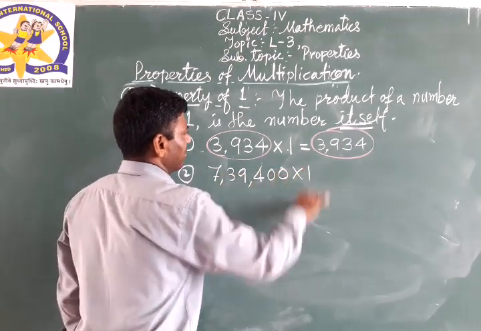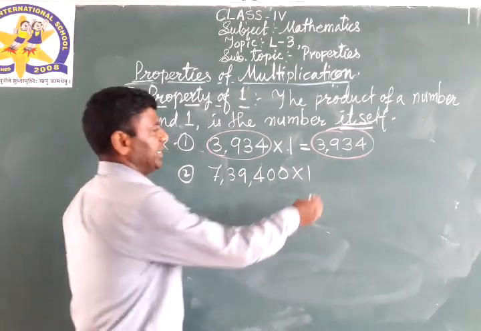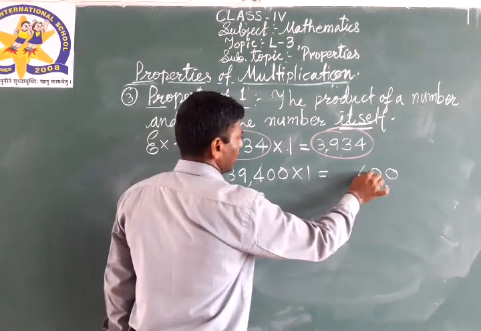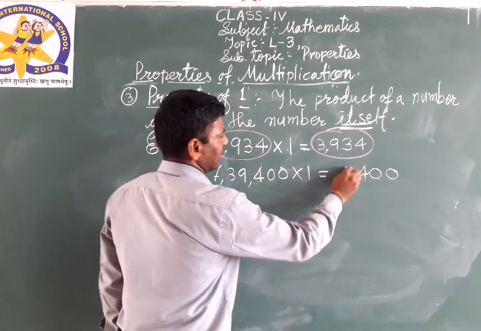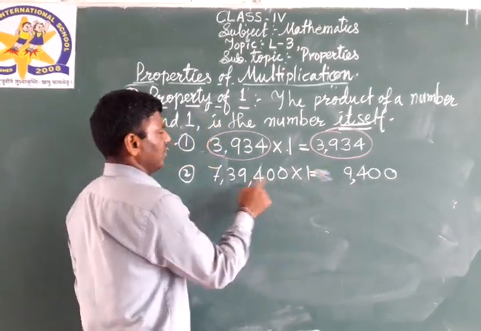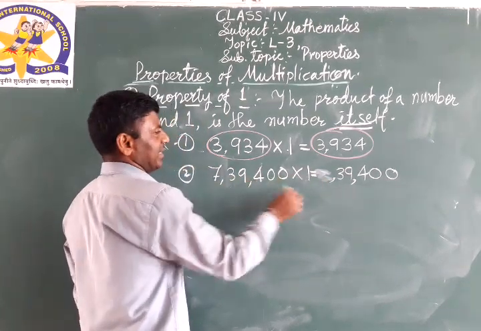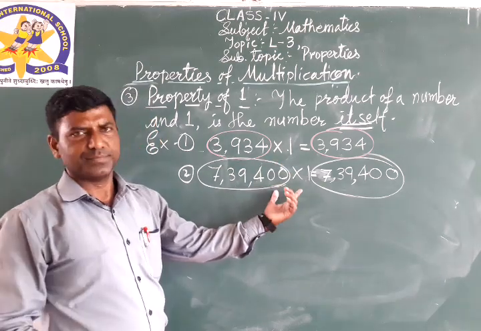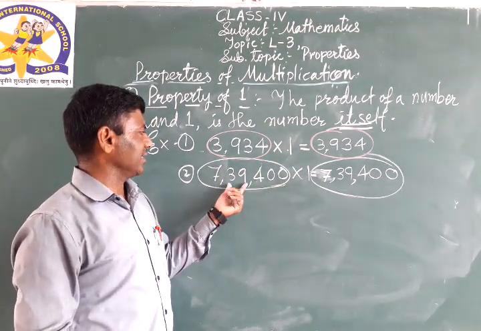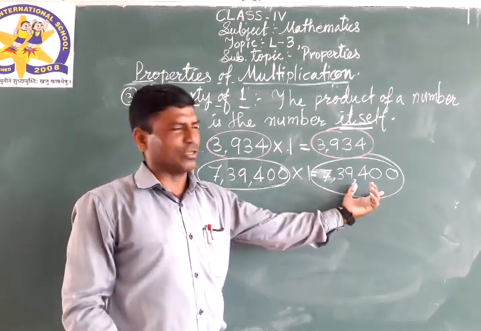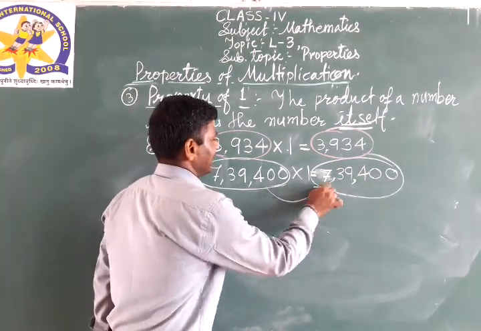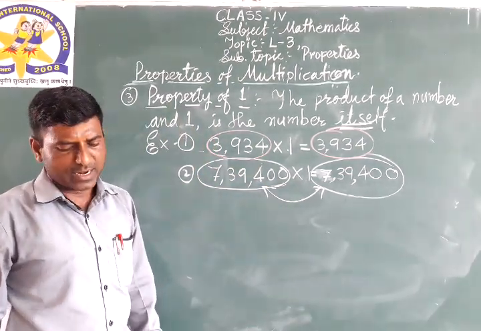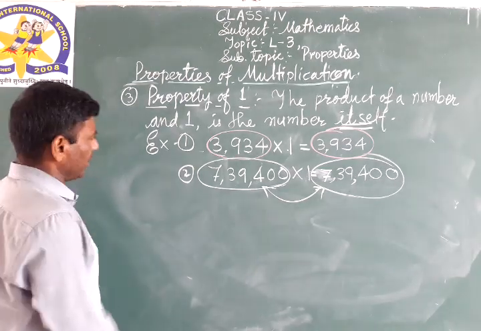7,39,400 multiplied by 1. See, 1 0 za 0, 1 0 za 0, 1 4 za 4, 1 9 za 9, 1 3 za 3 and 1 7 za 7. See, the product is the number itself. 7,39,400. Is the number same? Yes. This is called the property of 1. Understand? Now last property, property of 0.